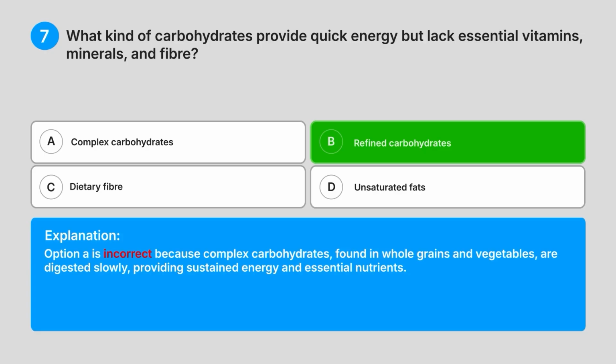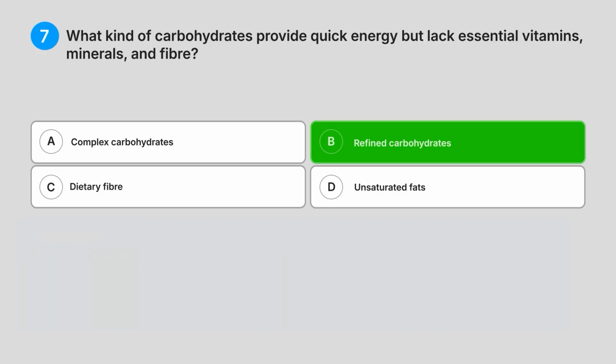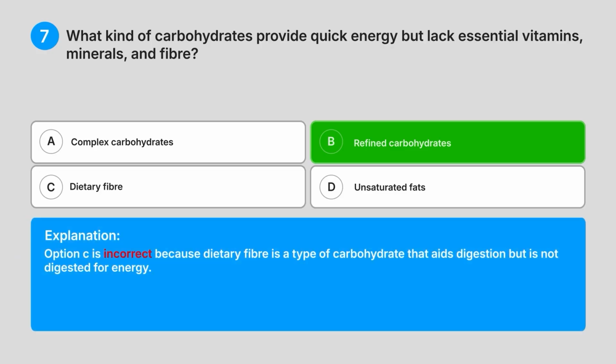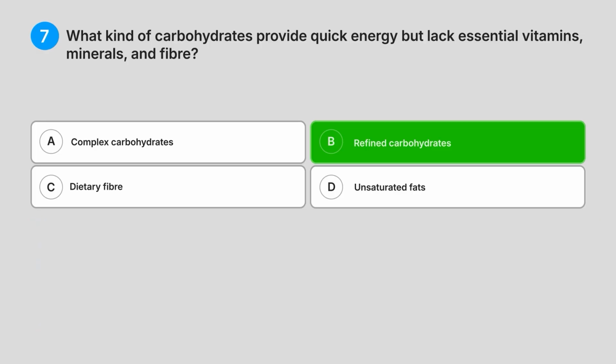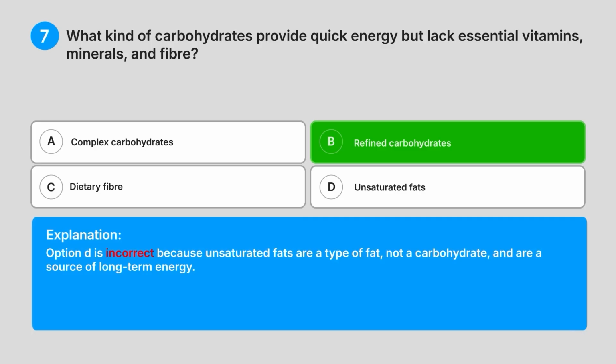Option A is incorrect because complex carbohydrates, found in whole grains and vegetables, are digested slowly, providing sustained energy and essential nutrients. Option C is incorrect because dietary fiber is a type of carbohydrate that aids digestion but is not digested for energy. Option D is incorrect because unsaturated fats are a type of fat, not a carbohydrate, and are a source of long-term energy.